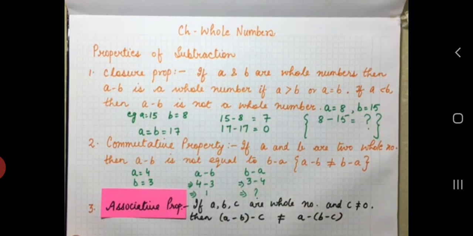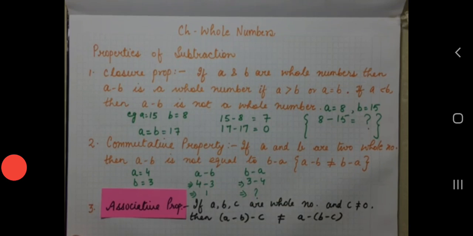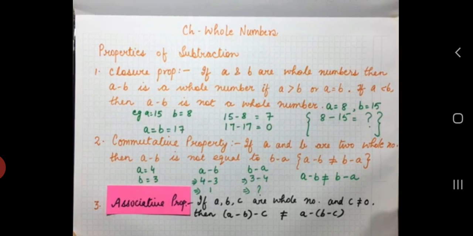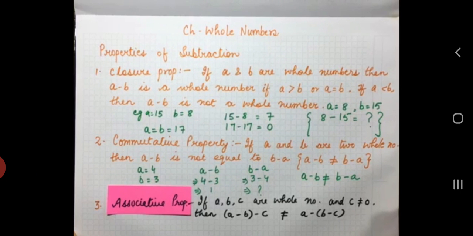But what will happen if we solve b minus a? So, here b minus a equals 3 minus 4. You all know 3 minus 4 equals minus 1, but minus 1 is not a whole number and it is not equal to 1. So, from this we can say a minus b is not equal to b minus a. That means the subtraction of two whole numbers is not commutative.